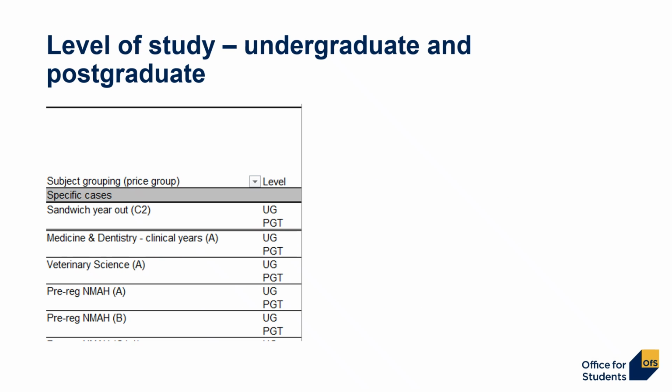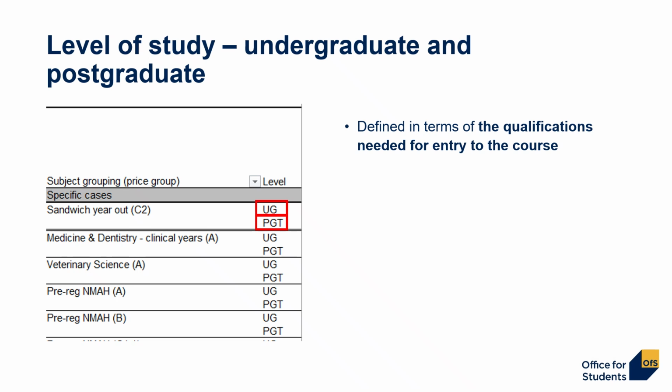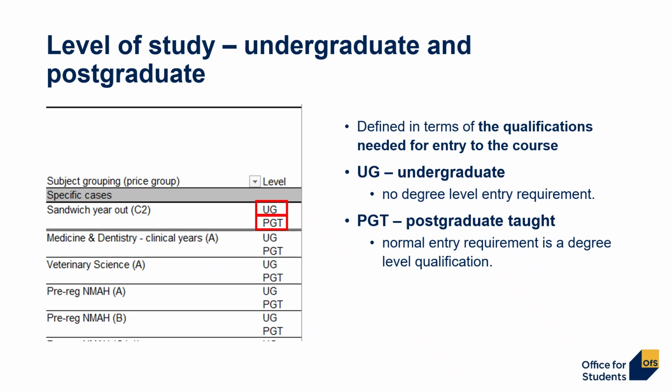Throughout the workbook, you'll see the division between the different levels of study: UG, meaning undergraduate, and PGT, postgraduate taught. We define each of these levels in relation to the qualifications needed for entry to the course. Thus, for undergraduate, there is no degree level entry requirement. For postgraduate taught, the normal entry requirement is a degree level qualification.